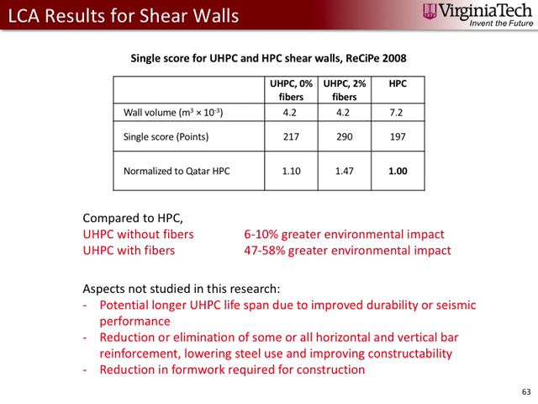So this shows the sustainability results for the shear walls themselves, which take into account the volume of concrete used in each shear wall. We can see that through this normalization, the UHPC shear walls without fibers have 6 to 10% greater environmental impact than the HPC shear walls. With fibers, that number is 47 to 58% greater environmental impact than the HPC shear wall.